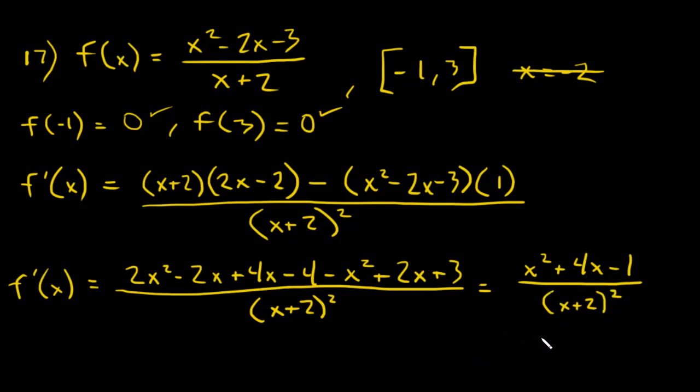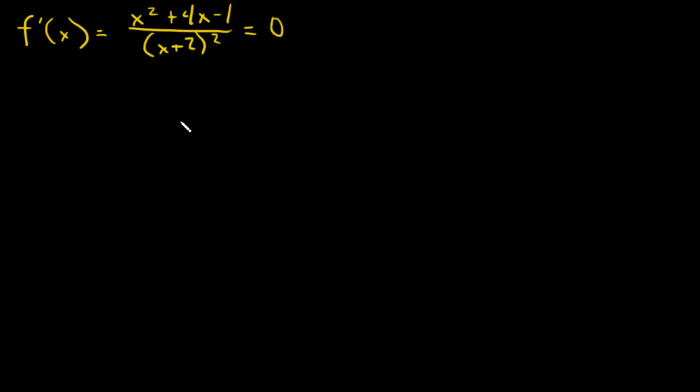Okay, so I'm going to need to go to the next page, but I'm going to set that equal to 0. So let me clear this, and then we will set that equal to 0. So I've got f prime of x is equal to x squared plus 4x minus 1 over x plus 2 quantity squared. Now when I set that equal to 0 and solve, I need to be a little bit careful because this would be a jumbled mess if I tried to solve this as is.